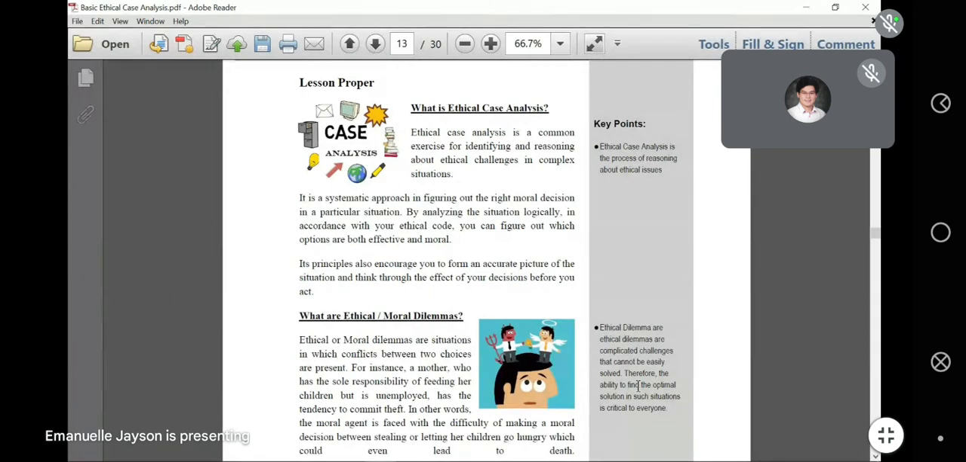Alright. So this would be a lesson regarding basic ethical case analysis. So ano nga ba ang ibig sabihin ng ethical case analysis or basic ethical case analysis? This is a common exercise for identifying and reasoning about ethical challenges in complex situations. So, whenever you encounter an experience, whether that is your personal experience or an experience of another person, you'll be able to identify which ethical theories would be applicable for it.